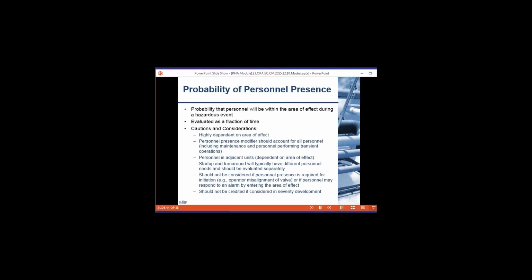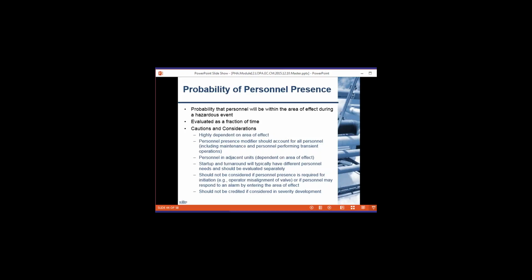However, this personal presence modifier needs to account for all those personnel I just mentioned. Maintenance, personnel performing transient operations, and once again, dependent on the area of effect, if it's a big enough release, you want to look at administration, especially if you have a control room that is manned 24/7 and is within that area of dispersion.